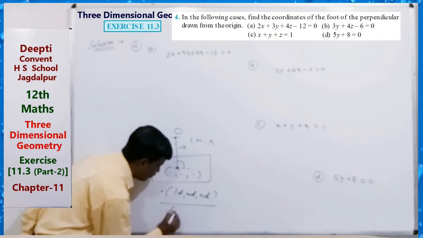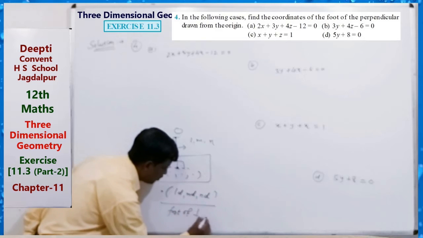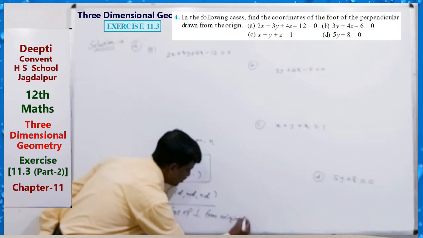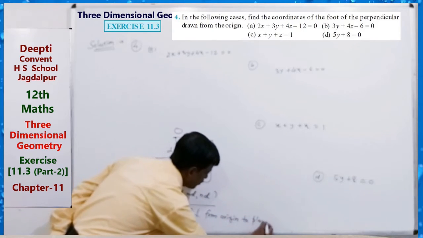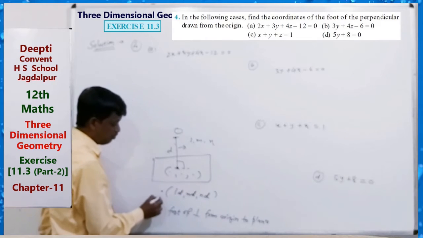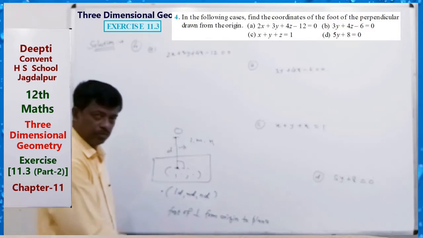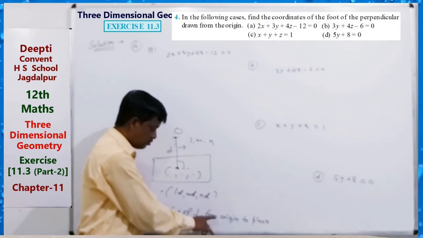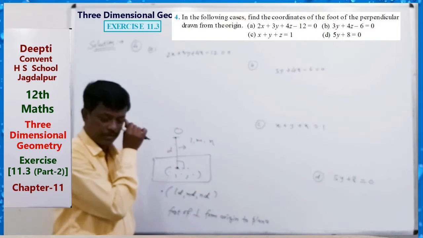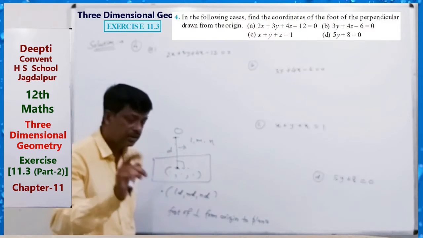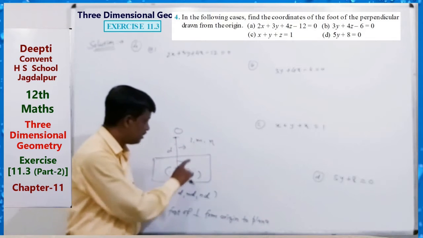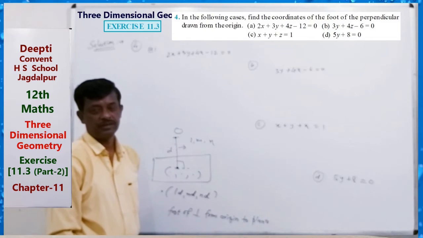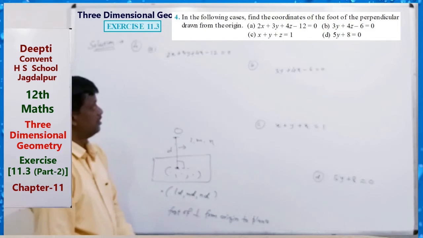The foot of the perpendicular from the origin to the plane is given by LD, MD, ND, where D is the perpendicular distance and L, M, N are the direction cosines of the normal. Clear?